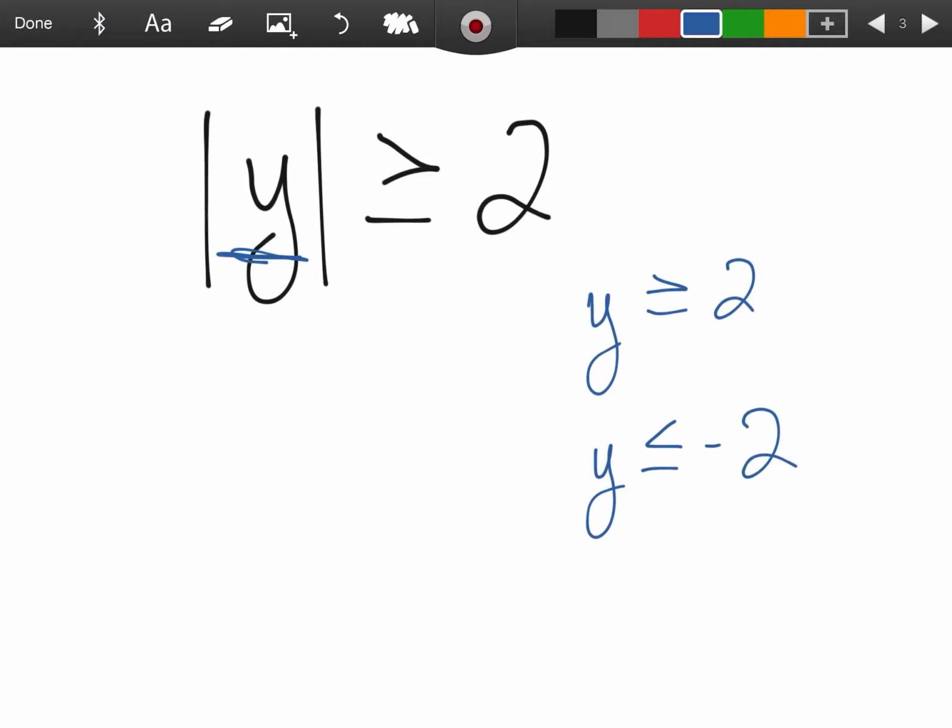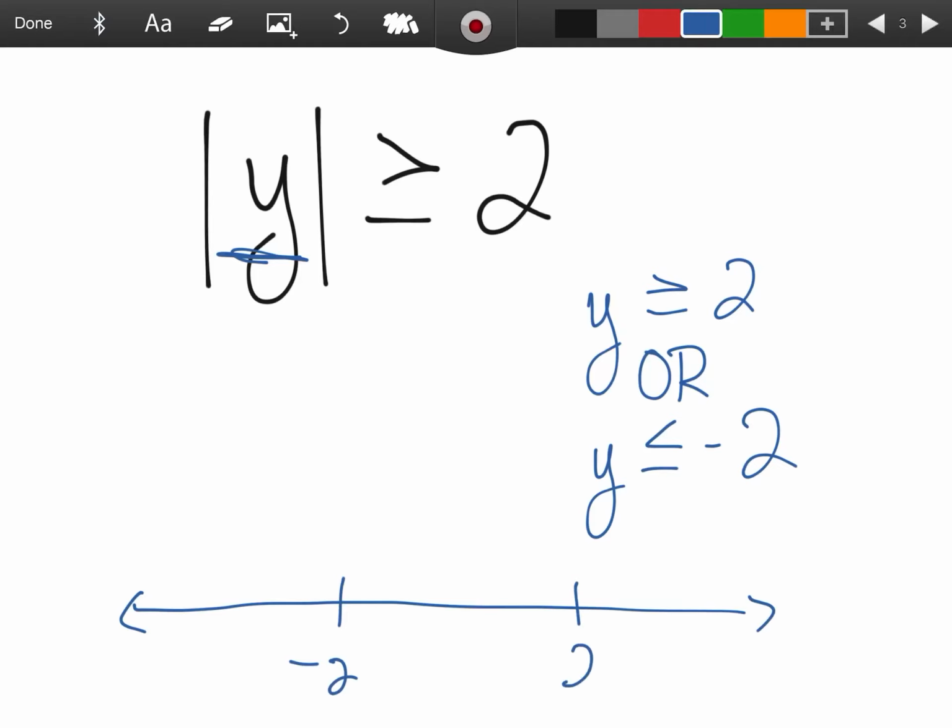Whenever we have a greater than sign, it is going to be an or statement. If we throw it on the number line, -2, 2. I said y has to be greater than or equal to 2, so I fill in the circle and go to the right. And y is less than or equal to -2, so I fill in that circle and go to the left. Obviously this one couldn't be an and statement.